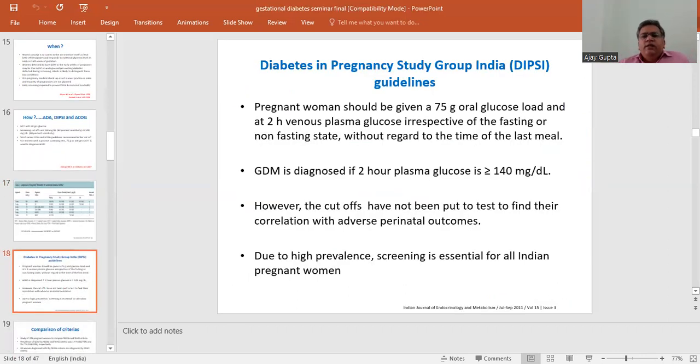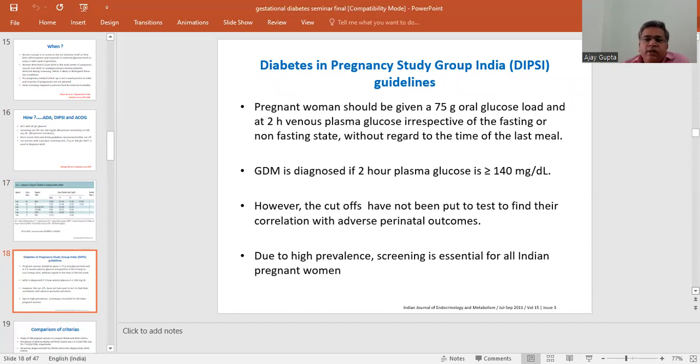For the Diabetes in Pregnancy Study Group of India, this is the guideline given by the Indian societies. The pregnant woman should be subjected to a 75 gram oral glucose load test and a 2 hour venous plasma glucose, irrespective of fasting or non-fasting state, without regard to the time of the last meal. Gestational diabetes mellitus is diagnosed if the 2 hour plasma glucose is more than 140 milligram per deciliter. However, the cutoff has not been tested to find whether it correlates with adverse perinatal outcome. Due to high prevalence, screening is essential for the whole Indian population.